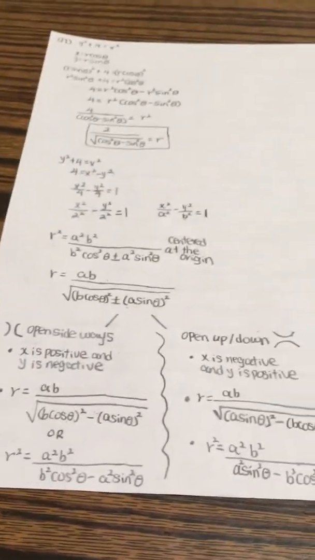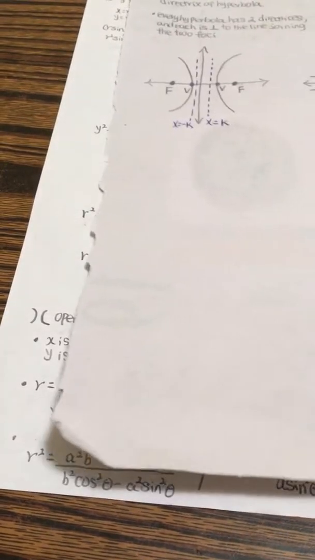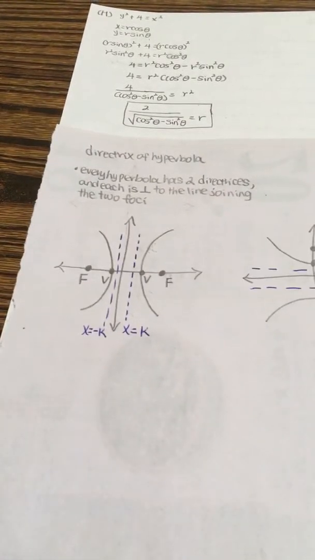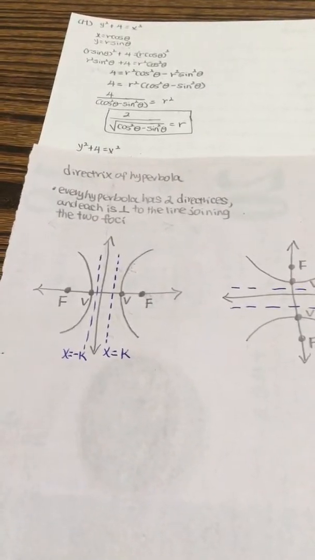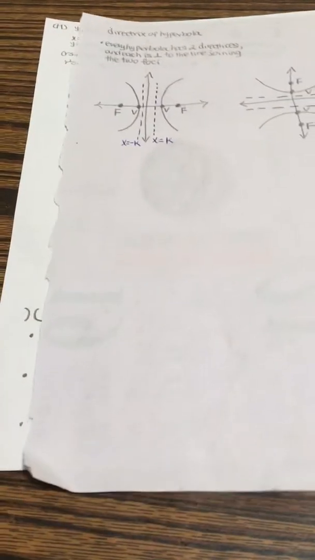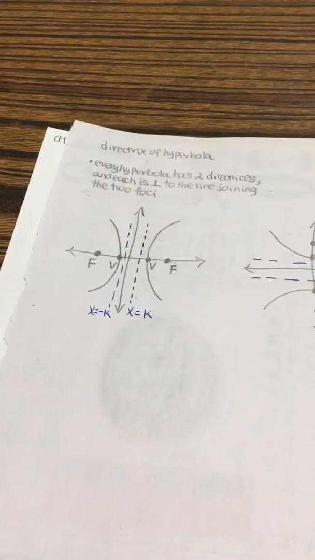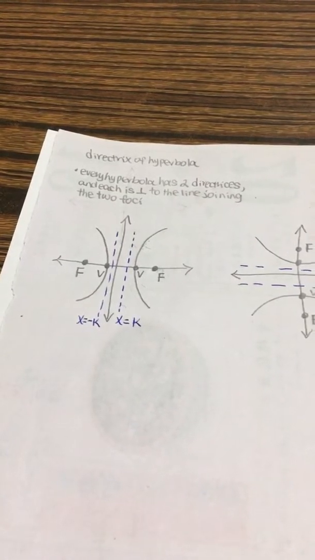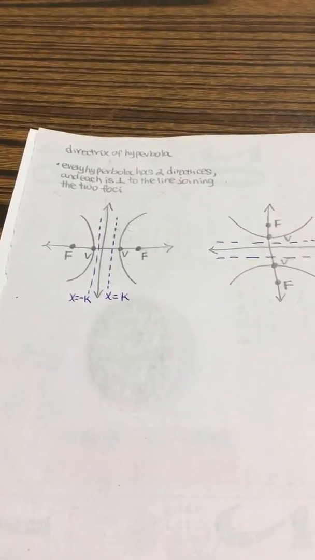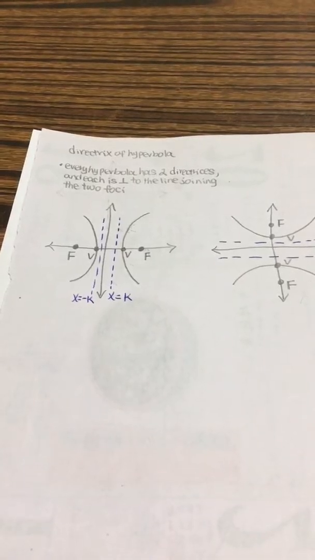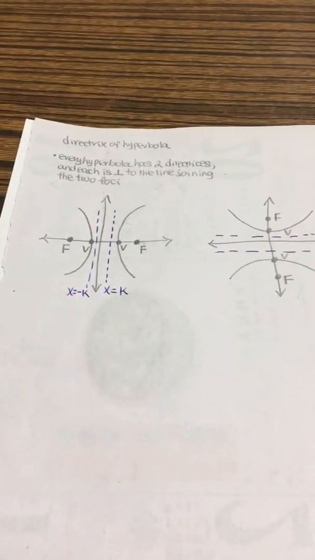So that's basically it. And also, I found something online that's kind of interesting, and I want to share it with you guys. This is something that we did not talk about in class, and I found out that you will also have directrices for a hyperbola. So for every hyperbola there are two directrices, and each is perpendicular to the line joining the two foci.